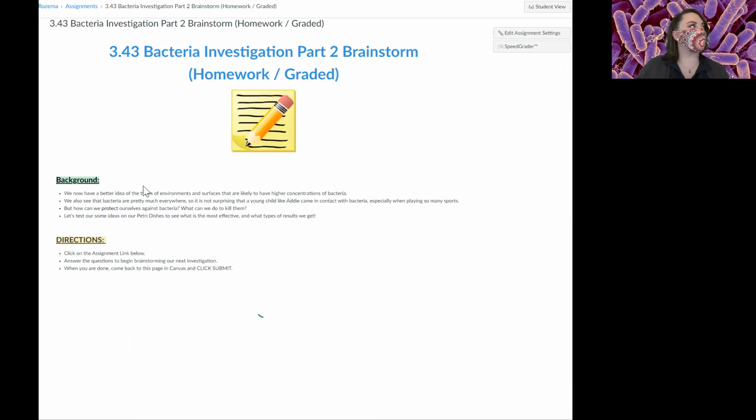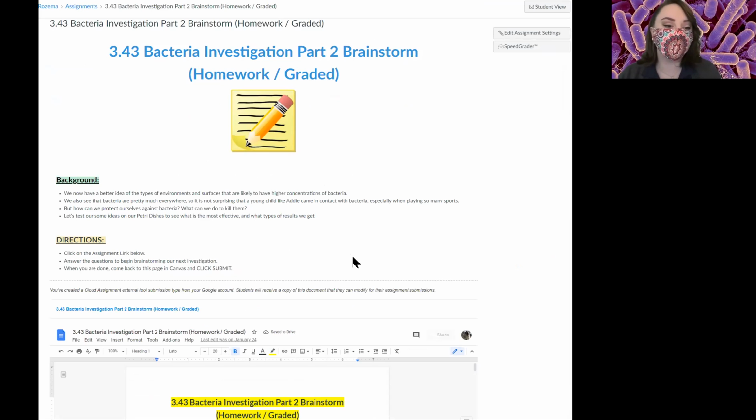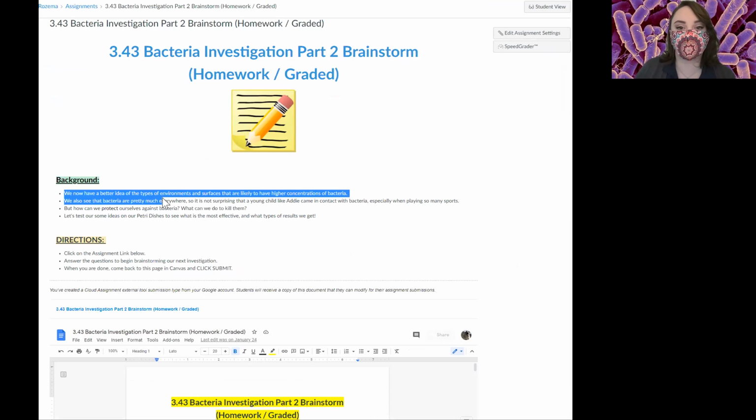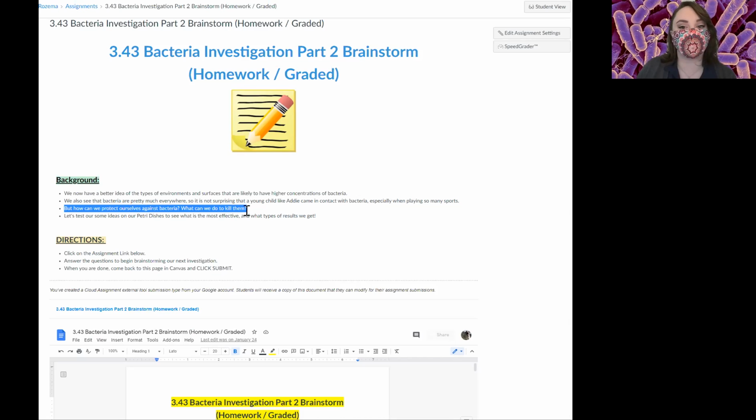So we are now going to move to our last little chunk for today, 3.43 Bacteria Investigation Part 2. Your do now question today was kind of prepping you for this. In the background information, it says we now have a better idea of the types of environments and surfaces that are likely to have higher concentrations of bacteria. We also see that bacteria are pretty much everywhere, so it's not surprising that a young child like Addie came in contact with bacteria, especially playing so many sports. But how can we protect ourselves against bacteria? What can we do to kill them? That's what you're going to brainstorm in our next investigation brainstorm.